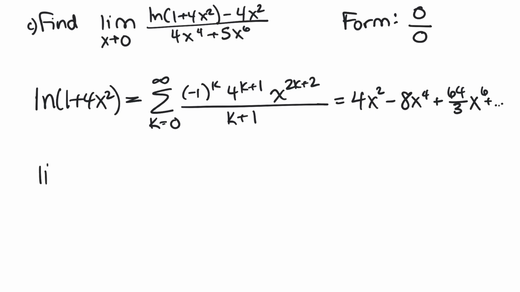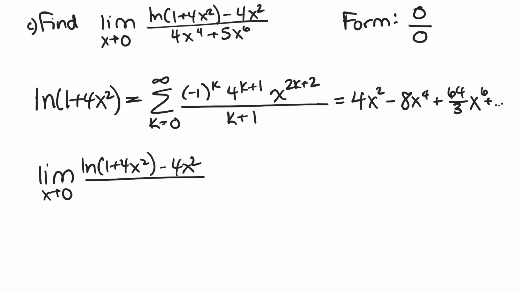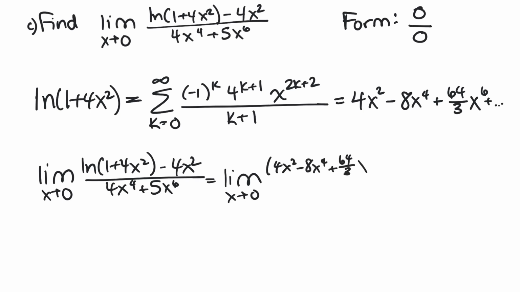So the limit we want to know, the limit as x goes to 0 of natural log of 1 plus 4x squared minus 4x squared over 4x to the 4th plus 5x to the 6th is equal to the limit as x goes to 0 of 4x squared minus 8x to the 4th plus 64 thirds x to the 6th plus ... And do remember that this does keep going on forever. It's just not going to end up mattering to us.